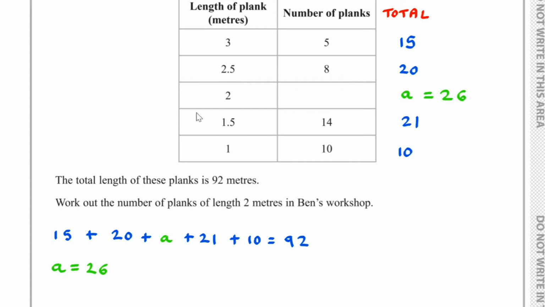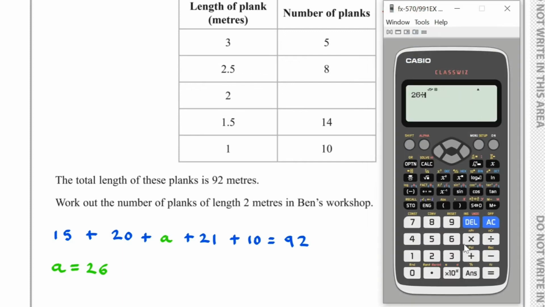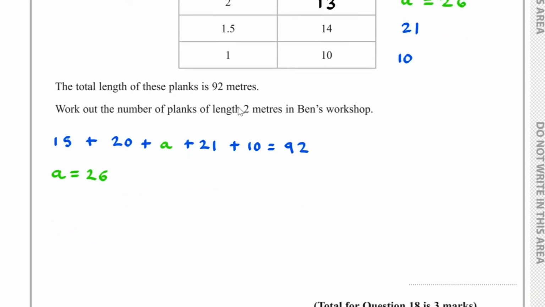And if the total length of all 2 meter planks is 26, that means the number of planks we would have will be 26 divided by 2, which is 13. So we've got 13 2 meter planks.